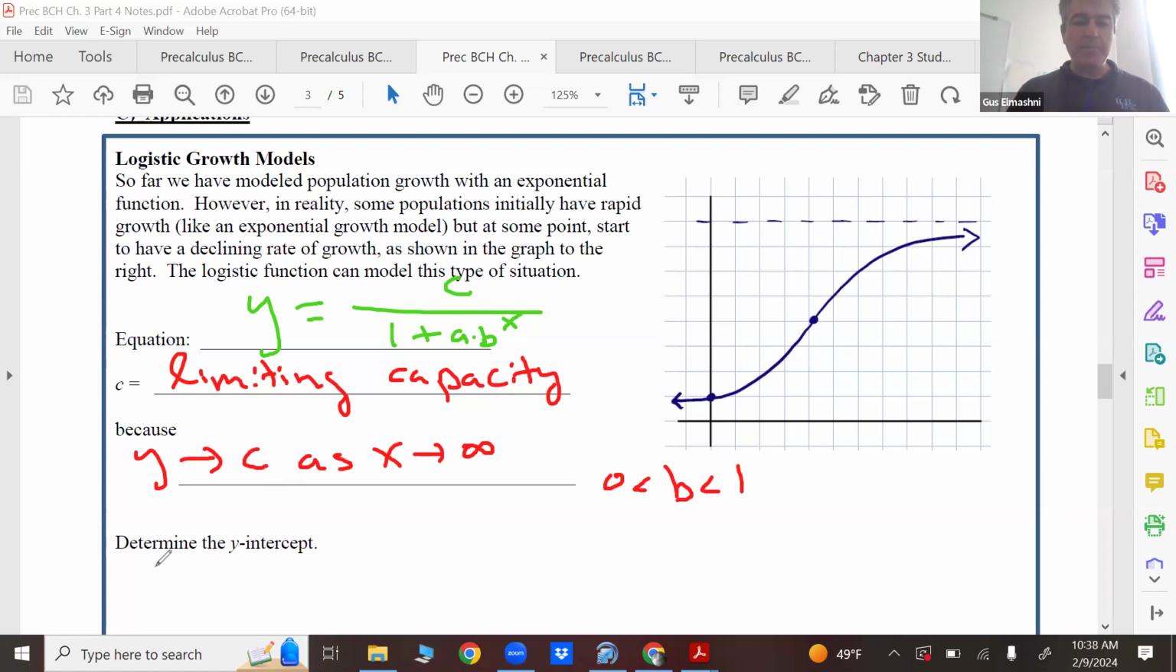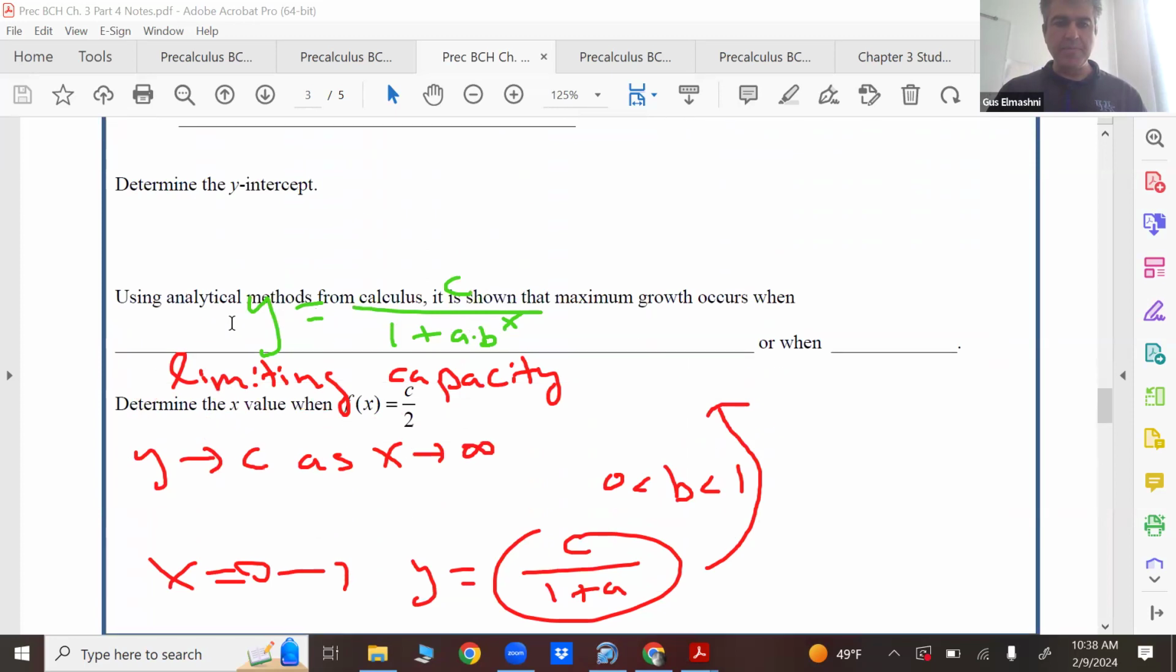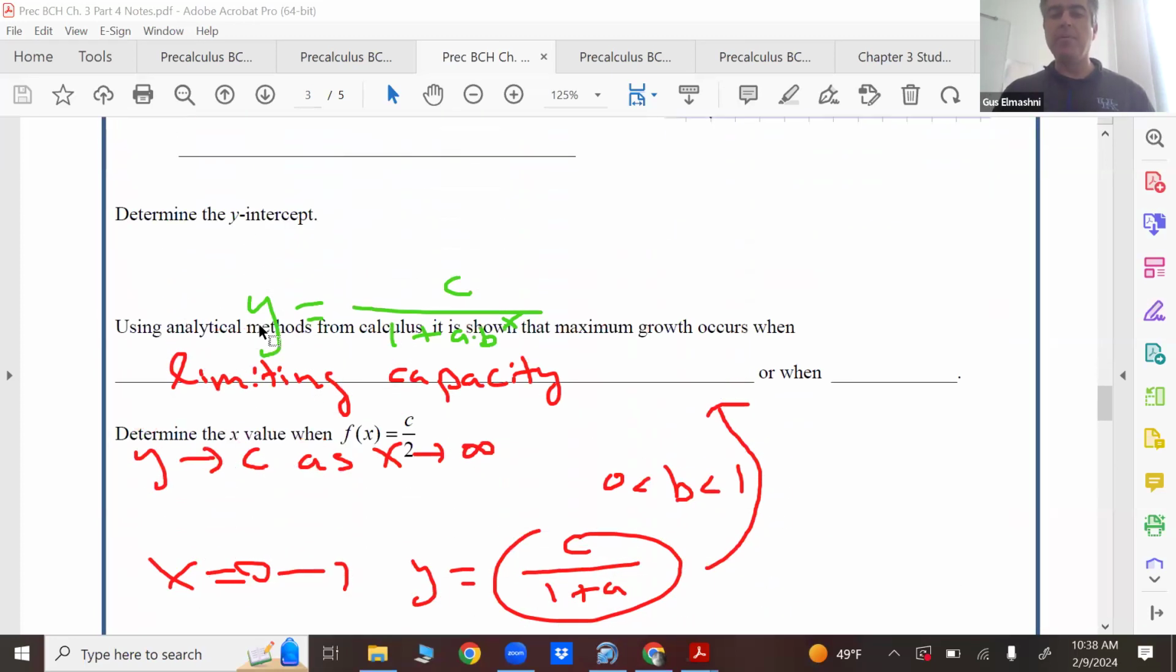The Y-intercept, you plug in 0 for X. Y will equal C over 1 plus A. So that's the Y-intercept, C over 1 plus A. That's what this is over here. Okay. Let's keep moving here. I'll show you. We'll model in a little bit. We'll do a problem like that.